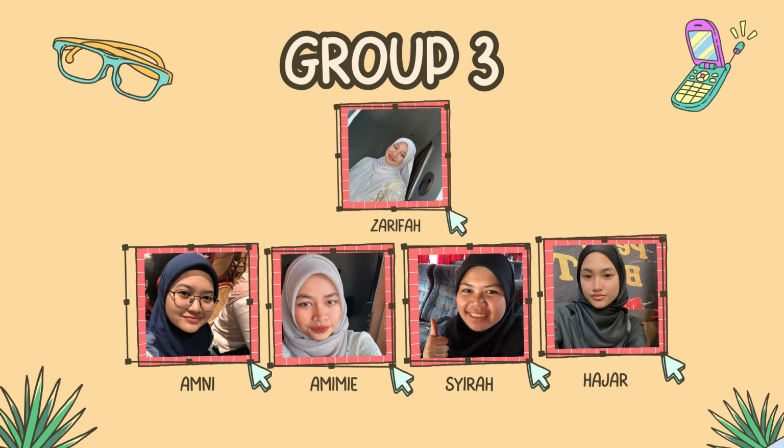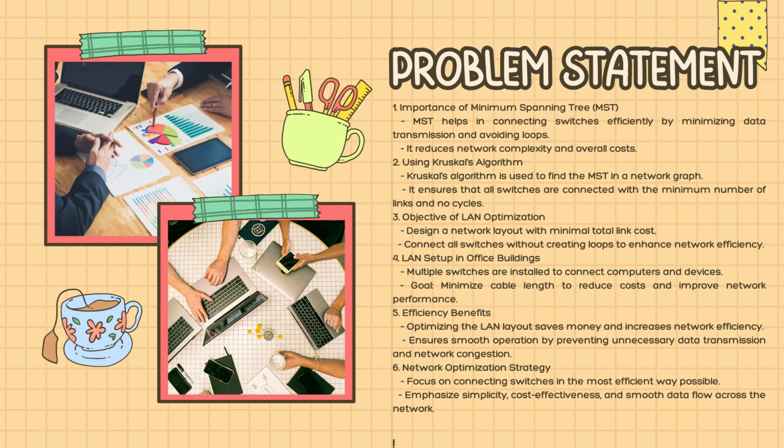And let's begin with the problem statement. Hello everyone, today we are diving into the world of LAN network optimization with switches. Let's explore how we can make our networks super efficient. First up, we have the minimum spanning tree. MST is like our network's best friend, helping us connect switches in the smartest way possible. By minimizing data transmission and avoiding loops, MST reduces complexity and saves us cost.